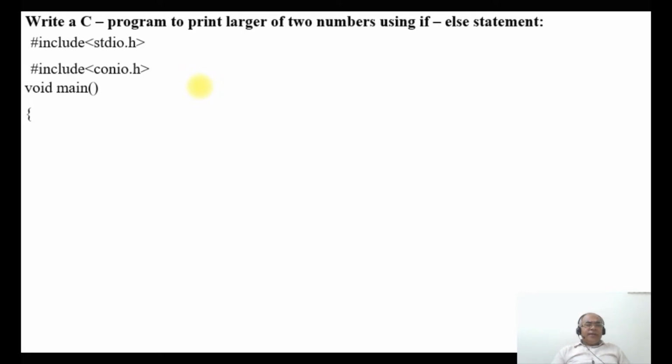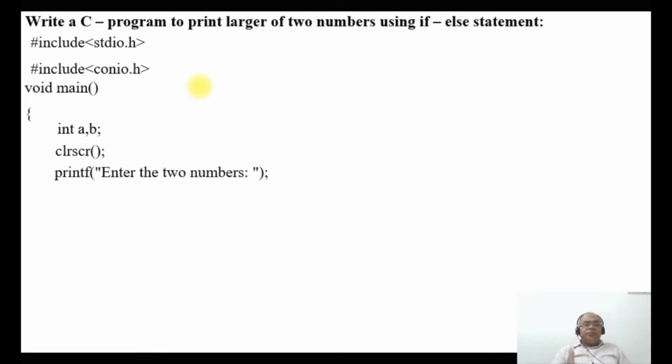Then we go for void main. Here, since we want to enter two numbers, A and B, and compare them, we go for clear screen. Then "enter the two numbers": this is the printf statement which we give to begin with.